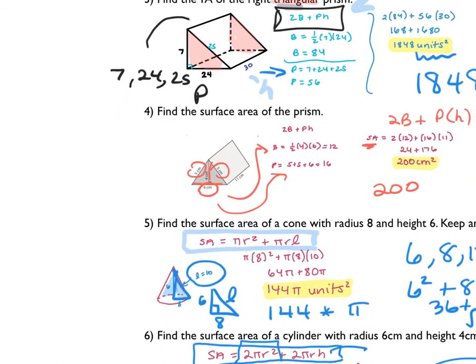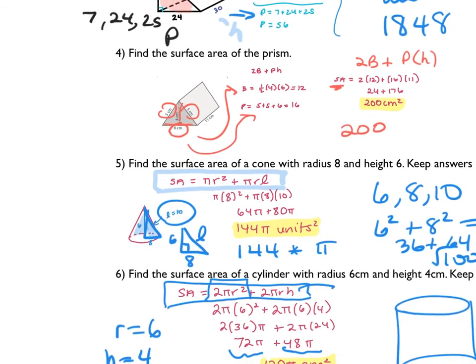And then again, for the cones and for the pyramids, you might be given either the height or the slant height. So you're going to have to turn it into a right triangle to find whatever you need for the formula. So just be careful and know your triples.